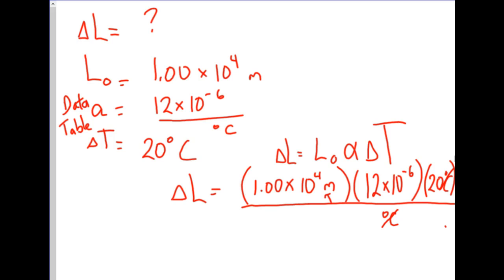So, what kind of an answer did you get? 2.4 meters. No, I got 240 centimeters. Alright, so that means that steel track is changing in length on that day by this much. Your track is changing by 2.4 centimeters on a hot day.